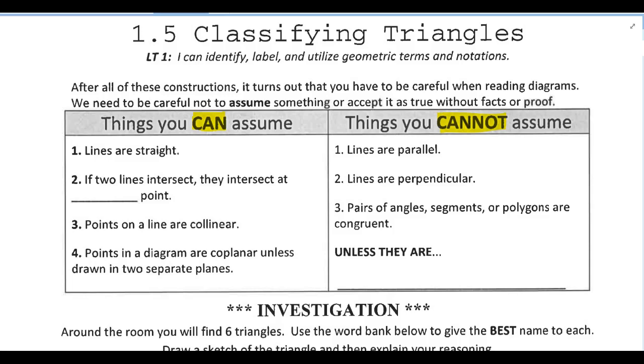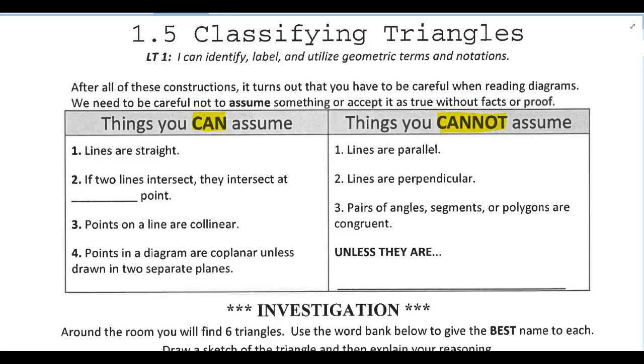And when I say this, I mean when you look at a picture, these are things that you know by looking at it, or that you can't know by looking at it unless you have additional information. So things you can assume. Lines are straight. So what this means is if you see a picture and there are lines and they look straight, you can actually assume that they are straight.